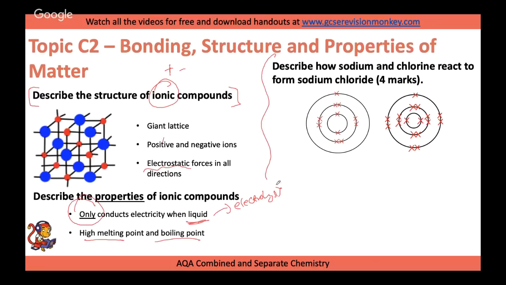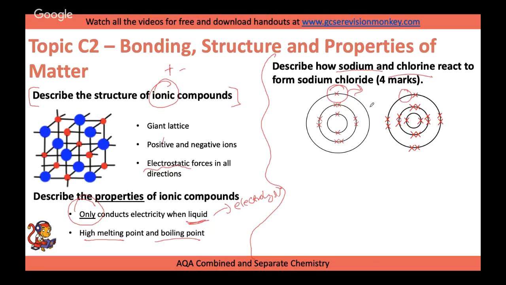If there's one question I want you to take away, this is something that's really common. It will say, describe how sodium and chlorine react to form sodium chloride. And you need to recognize that it's a metal and a non-metal, so it's going to be ionic bonding. So in this case, sodium has 1 electron in its outer shell that it wants to lose, and chlorine has 1 space in its outer shell that it needs to gain the electron.